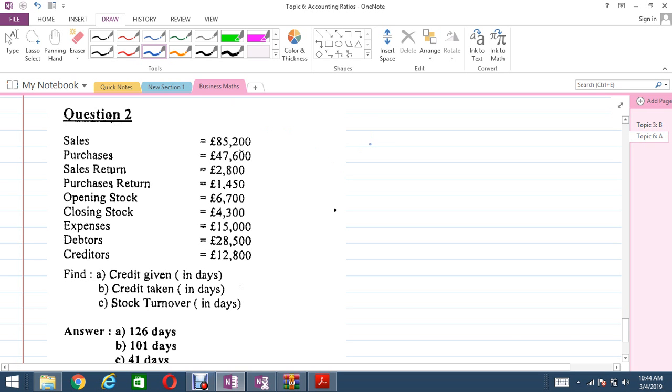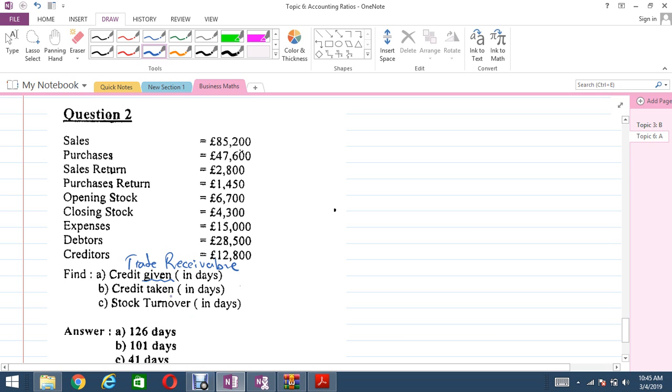So question number 2, guys, what is meant by credit given? Credit given means you give credit, correct? Normally you give to who? Customer, correct? Customer means who? Trade receivable.